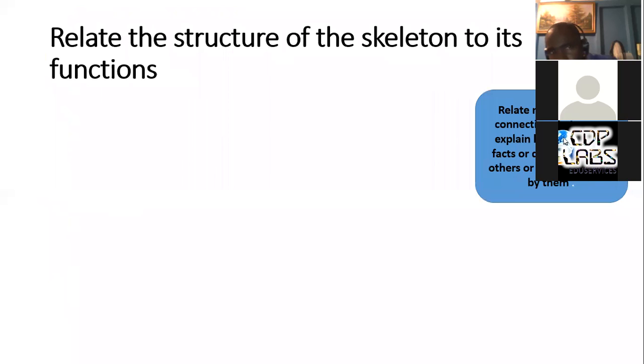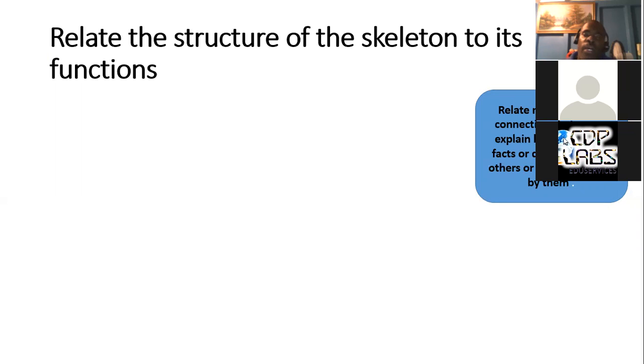All right. Now, it's to relate the structure of the skeleton to its functions. Can somebody read the definition of what it means to relate for me, please? Who will read it for me? Relate means show connections between, explain how one set of facts or data depend on others or are determined by them.